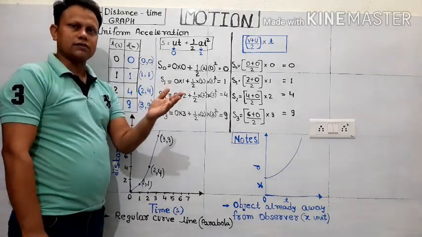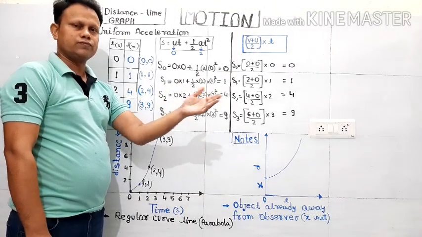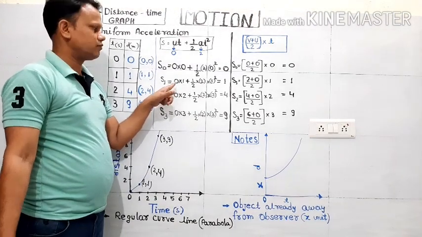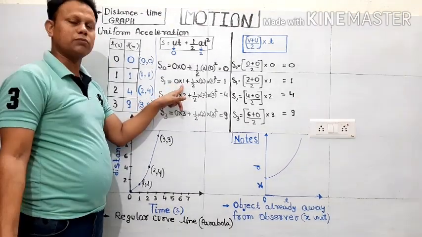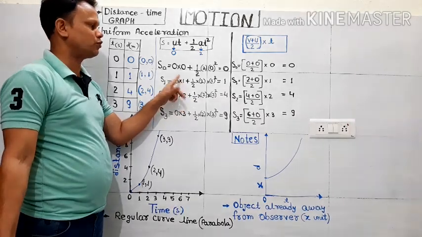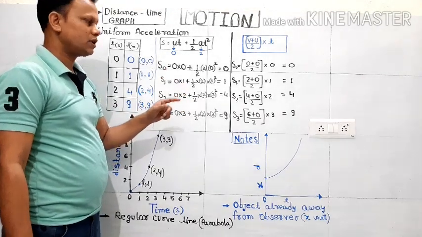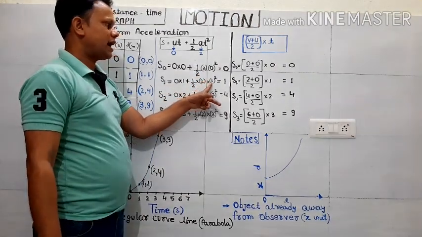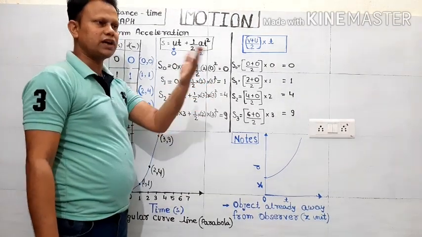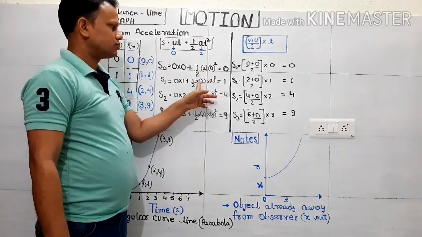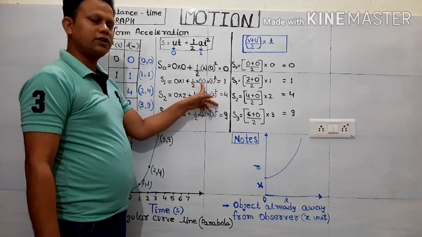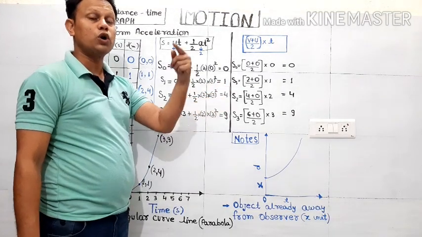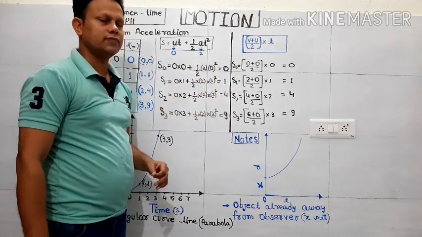Now after 1 second, it will have moved. So for 1 second, the initial velocity is 0 because it started from rest, so 0 into 1, that part will become 0. Half a, that is the acceleration value 2 we have taken, and t square, that is 1 square, because we are observing now after 1 second. So when we calculate it, 2 and 2 will get cancelled and 1 square will give 1. So finally we are going to get a position of 1 meter after 1 second.